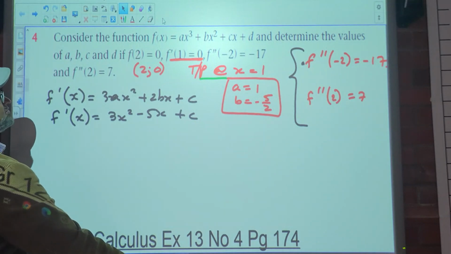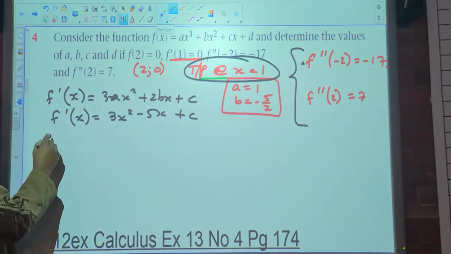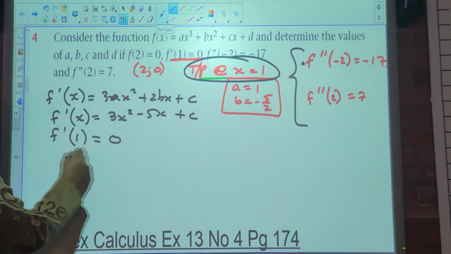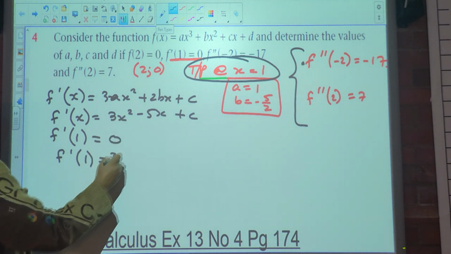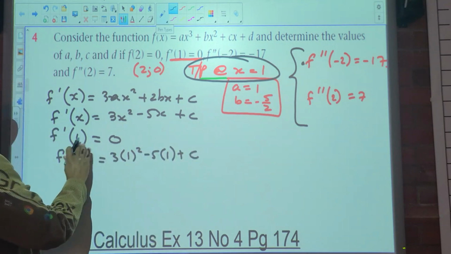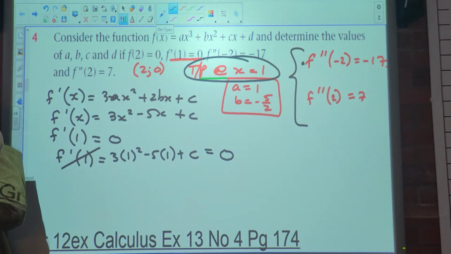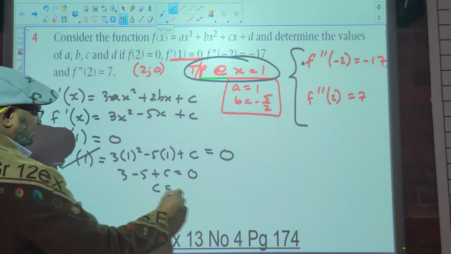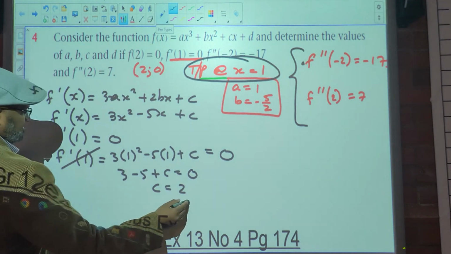So of course you can substitute this bit of information in here. So we know that f prime of 1 is 0. So f prime of 1, if I substitute x with a 1, it's 3 times 1 squared minus 5 times 1 plus c, and this is equal to 0. So I get 3 minus 5 plus c is equal to 0. C is 2. Not so? So c is 2.